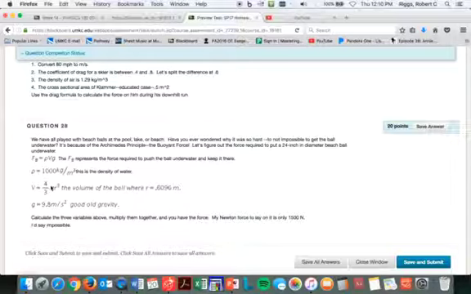So you're going to calculate this. You're going to use this. You're going to use this. Multiply those 3 together. And that's the amount of force you need to get that 2-foot diameter beach ball under the water. It's amazing. Let's save and submit.